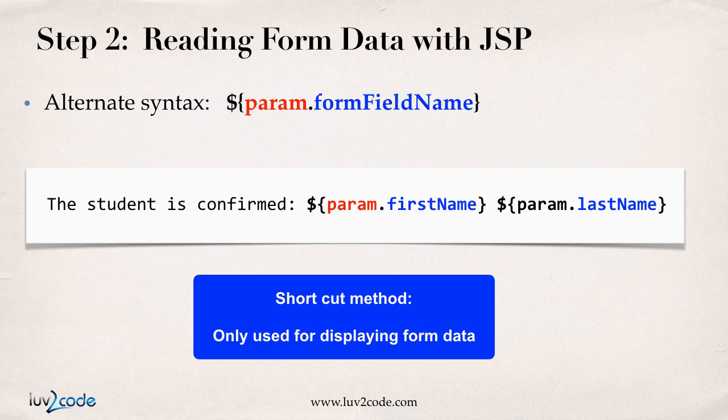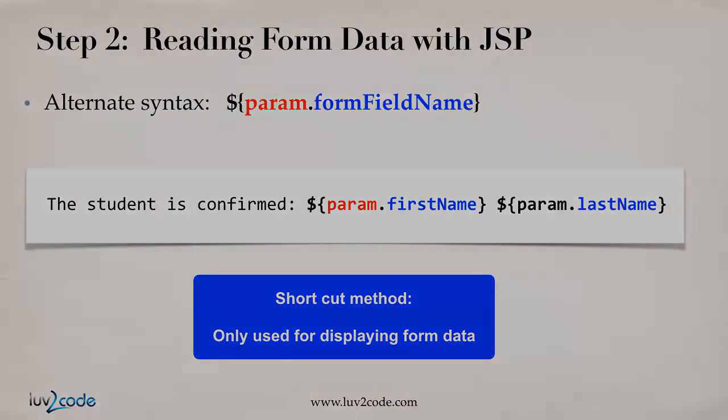But if you needed to read the form data in like maybe a scriptlet or something, then you'd have to resort back to using the request.getParameter. But as much as possible, I'll try and make use of the shortcut method in our confirmation pages.